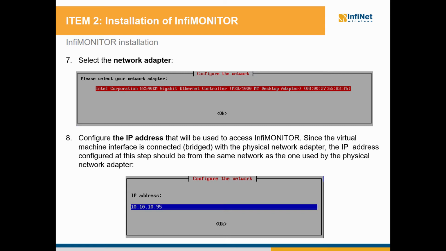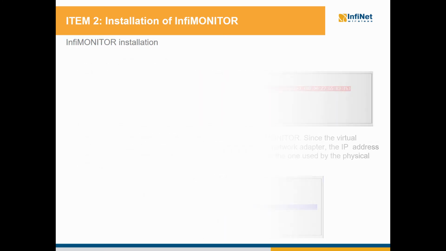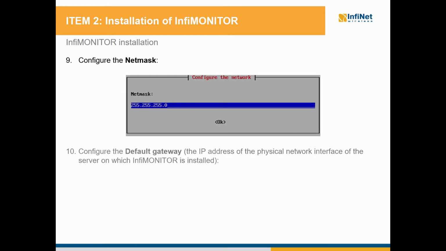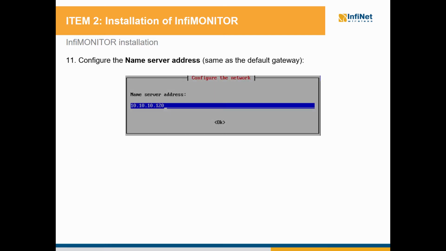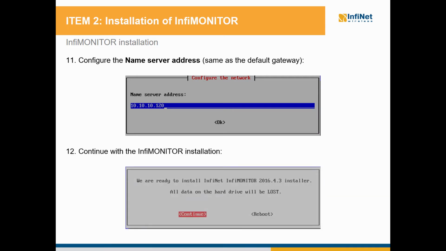Since the virtual machine interface is connected, bridged, with the physical network adapter, the IP address configured at this step should be from the same network as the one used by the physical network adapter of the server computer. Next, configure the net mask. Then configure the default gateway, which is the IP address of the physical network interface of the server computer. Next, configure the name server address, which is the same as the default gateway. And then hit Continue in order to proceed with the installation.